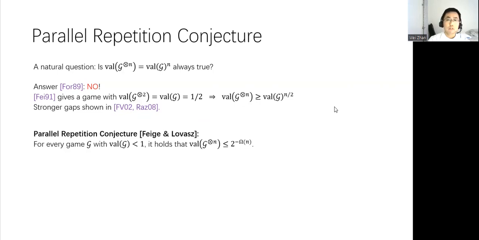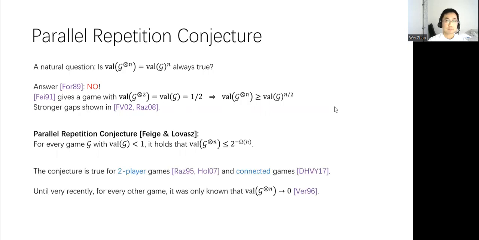But however strong the gaps are in those examples, the parallel repetition value still remains exponentially small in n. So it leads to the famous parallel repetition conjecture by Feige and Lovász that this exponential decay is true for every game with value less than 1. This conjecture was proved for all two-player games in the seminal work of Raz and then improved by Holenstein, and proved not very long ago by Dinur, Harsha, Venkat, and Yuen for all connected games. I will define what is a connected game later on.